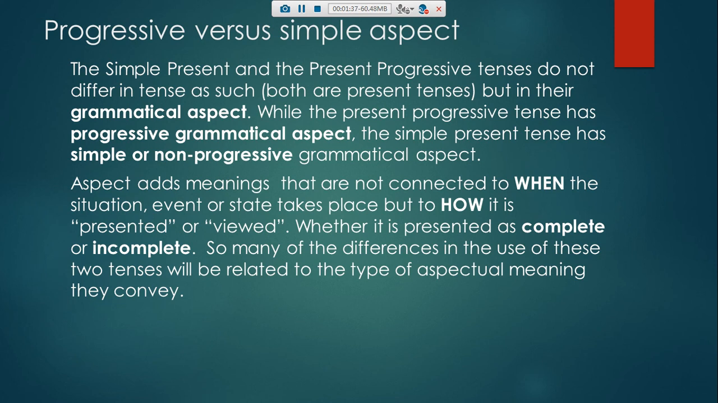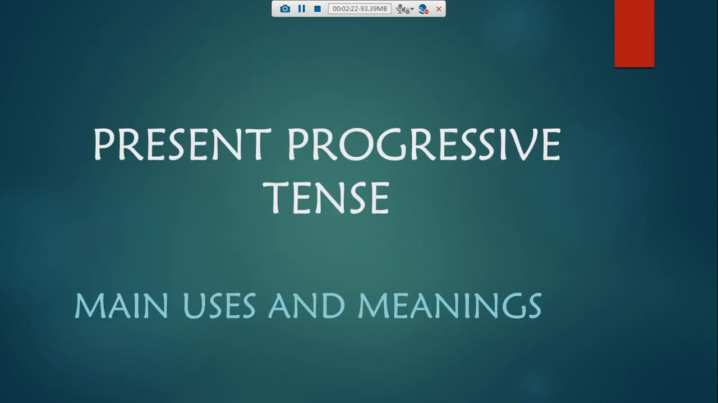Progressive versus simple aspects. The simple present and the present progressive tenses do not differ in tense as such. Both are present tenses, but differ in their grammatical aspects. While the present progressive tense has progressive grammatical aspect, the simple present tense has simple or non-progressive grammatical aspect. Aspect adds meanings that are not connected to when the situation, event, or state takes place, but to how it is presented or viewed, whether it is presented as complete or incomplete. So many of the differences in the use of these two tenses will be related to the type of aspectual meaning they convey. Let's have a look at the main uses and meanings of the present progressive tense.